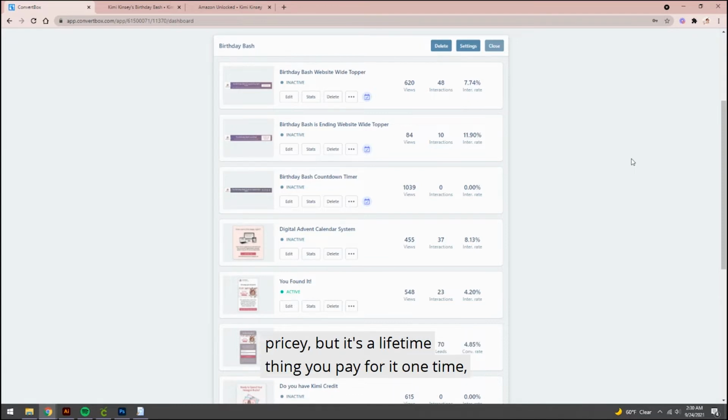ConvertBox is a little pricey, but it's a lifetime thing. You pay for it one time and then you get to use it a ridiculous amount. It's kind of crazy. I'm actually using it on several of my websites at this point, and I really honestly think it's the better tool out of the few that I have used so far for pop-ups.